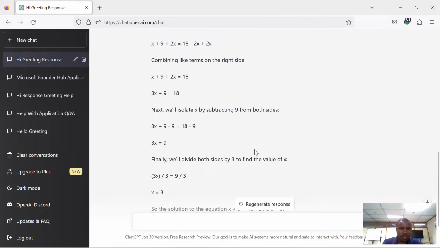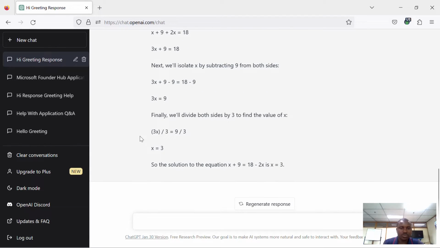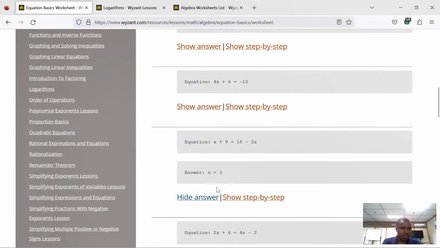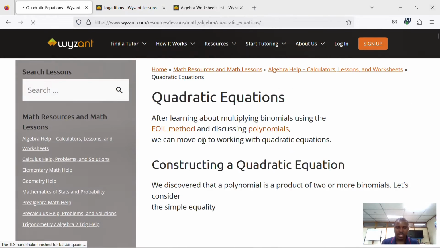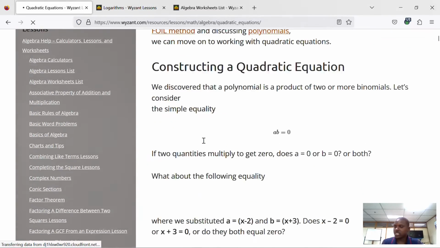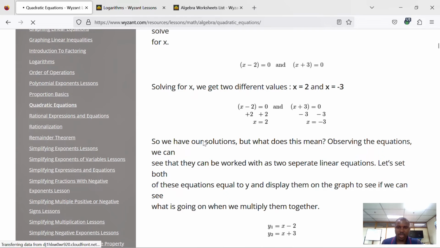Here it is saying, next you isolate x by subtracting 9 from both sides, and after that you can divide both sides by 3 and you get your x is equal to 3. Okay, let me see if I can have a quadratic equation here, and then we go through that. We want it to solve the quadratic equation. Let me see if I can get an example here.